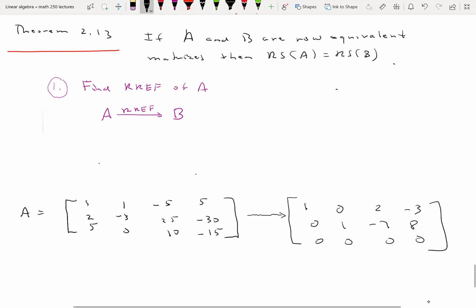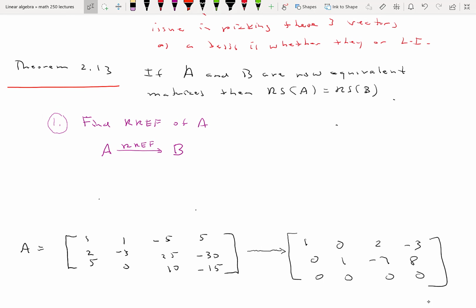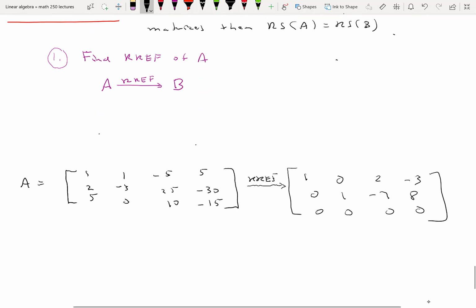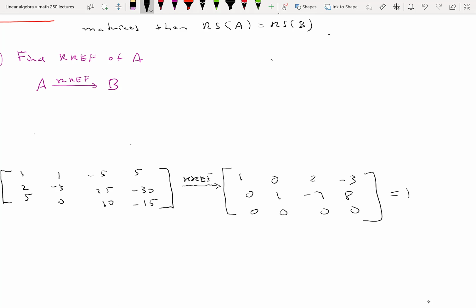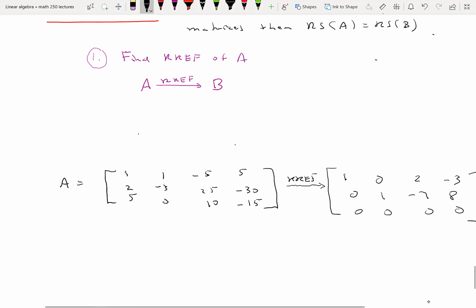Okay, now the theorem we just looked at, Theorem 2.13, says that if A and B are row equivalent, and A is definitely row equivalent to its reduced row echelon form by definition, then the row space of A and the row space of B are the same. So let's pick off a spanning set for the row space of B. This RREF, that's B. Okay, so that's the second step.